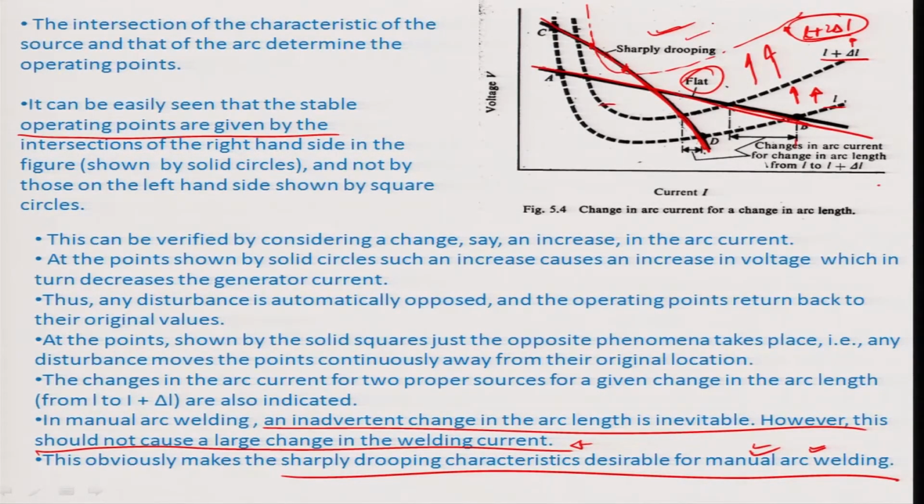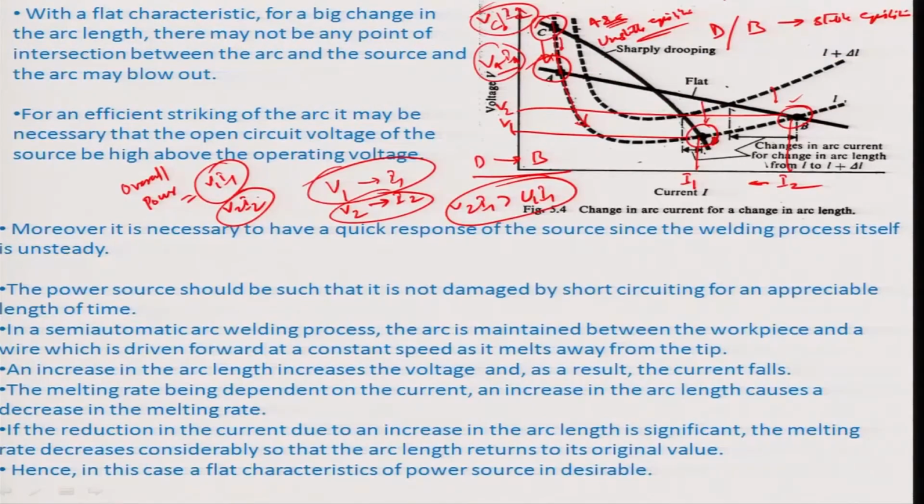So, sharply drooping characteristics is normally the way to go when we talk about manual welding process, and we can say that with a flat characteristics, for a big change in the arc length there may not be any point of intersection between the arc and the source, and the arc may be simply blown out. It may not be a very good feeding characteristics for a manual arc welding process.